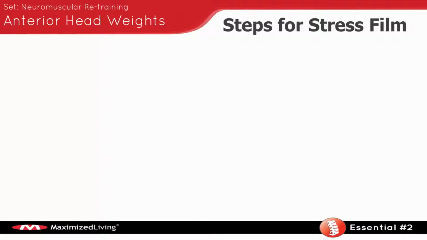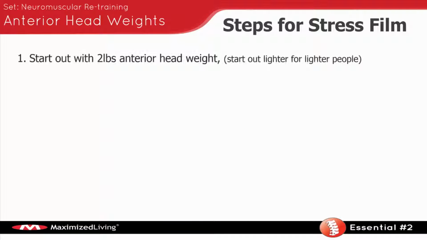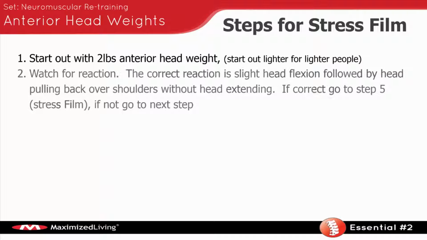So here it is in writing for you. You start off with 2 pounds. You wait for the reaction. A lot of times if the person marches in place, you can elicit a reaction a little faster. It takes about 20 seconds or so for the body to start reacting. What you're looking for is the head to pull back over the shoulders without extending. If that happens, great. You go on to step 5, which will be taking a stress film.